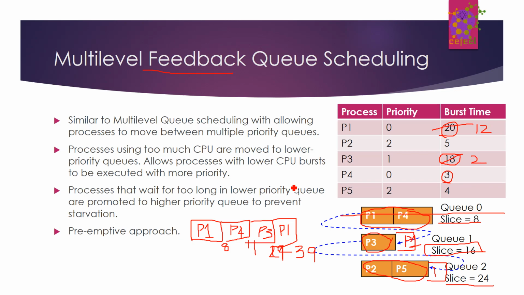So this will allow processes in lower queues, that is P2 and P5, to get executed, thus preventing their starvation. So now P2 and P5 will be executed next, and at last P3 will be assigned. So what happened is P1 and P3 were moved to a lower priority queue, and this gave a chance for processes in lower priority queues to get executed.